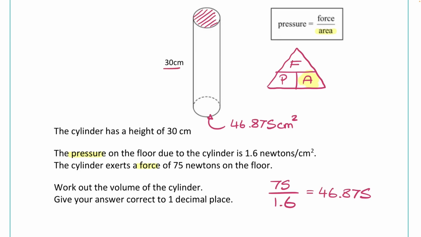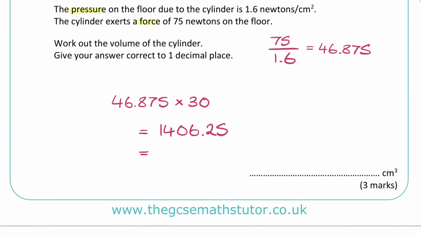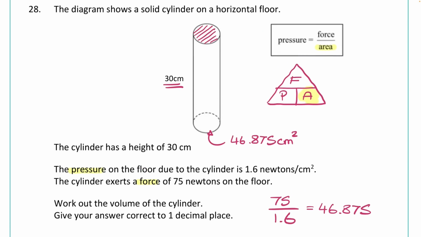So that distance is 30, so for the volume of this cylinder we would take the area, 46.875, and multiply it by the height of 30. So we can do that on the calculator, times by 30, and that gives us a volume which comes out as 1,406.25. Now we want that to one decimal place, so that'll be 1,406, and the 2 rounds up to a 3. So there we go, there's our final answer, 1,406.3, and that's a volume, and that's in centimetre cubed. So there we go, that is volume of a cylinder, but also dealing with some pressure, force and area.